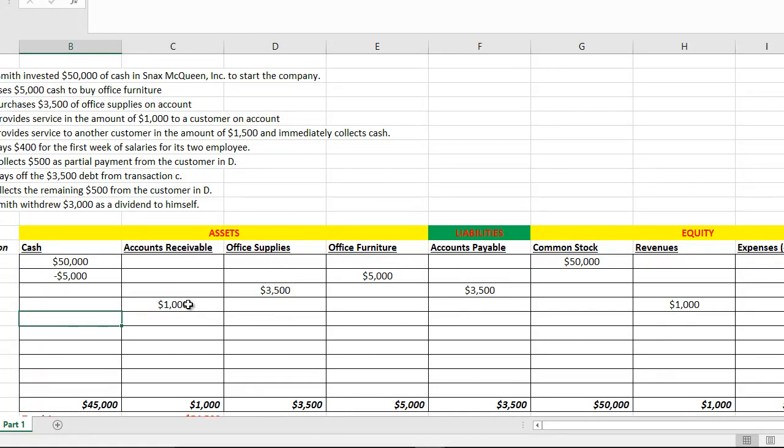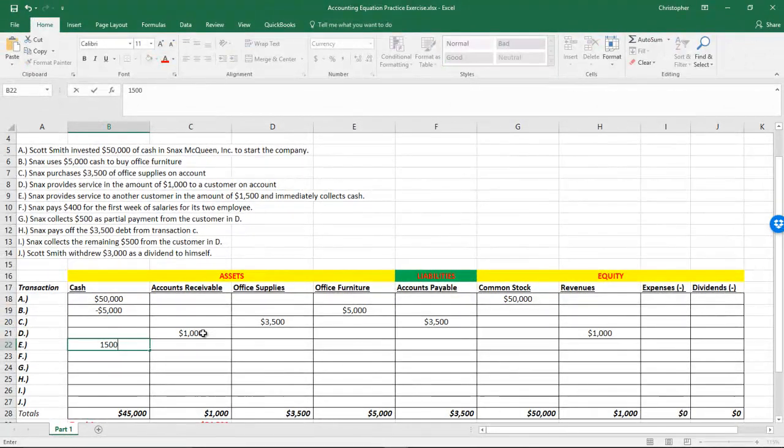E, we provide services to another customer in the amount of $1,500 and we immediately collect cash. So in this case, the cash asset is increasing by $1,500, and it's still a service, so it's still a revenue. We are increasing revenues by $1,500 as well.